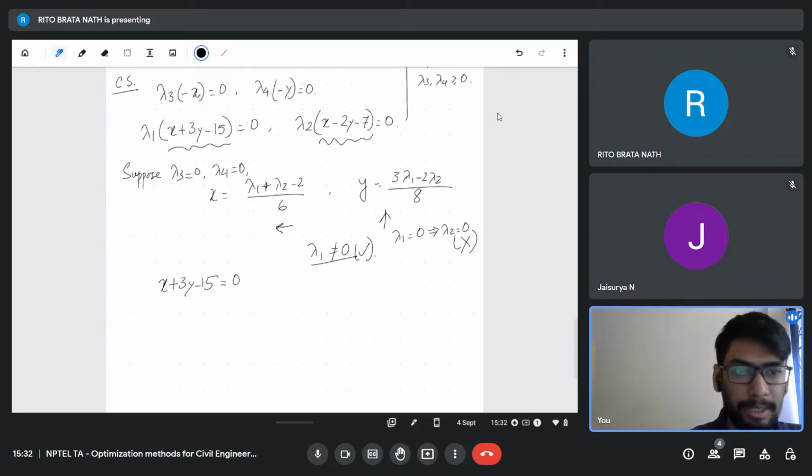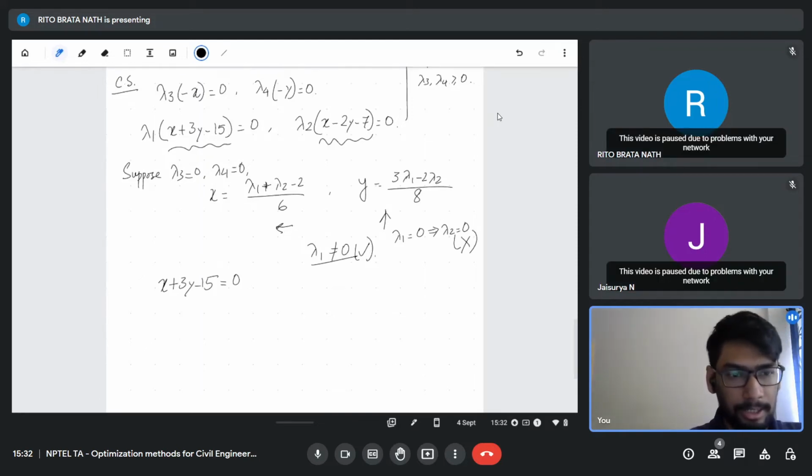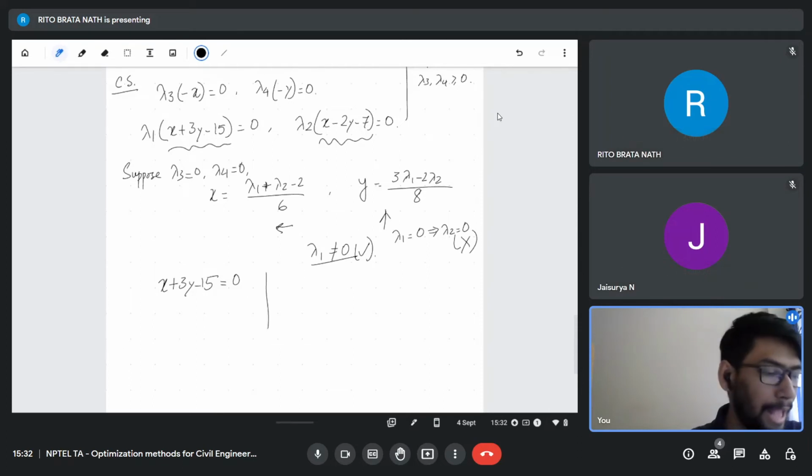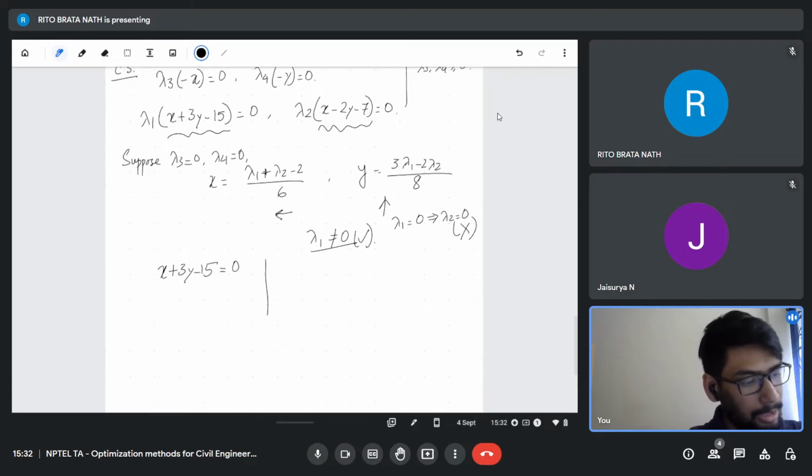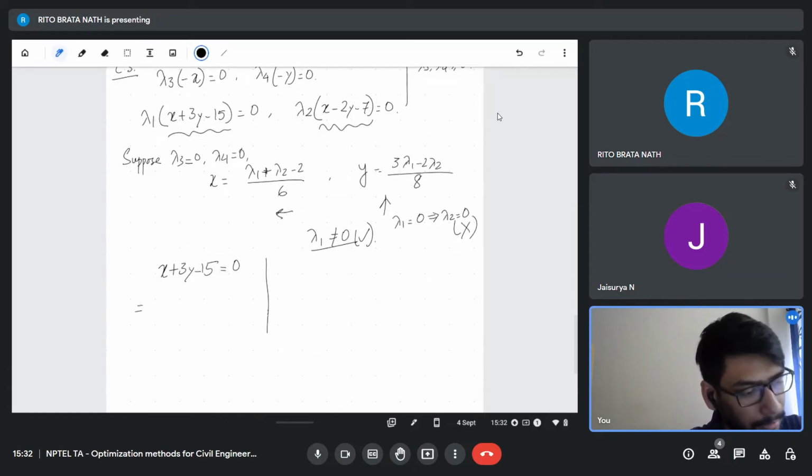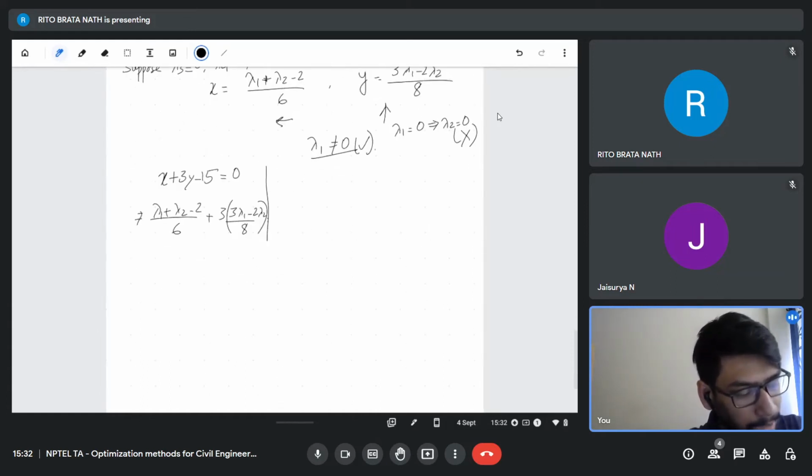So this constraint will be an active constraint in this kind of setup. And now you can plug in those lambda 1 and lambda 2 values. And so if lambda 2 becomes 0, then your lambda 1 can be 0 as well. So that's not a problem. So let's try and do that. So here, if you plug this in, this will be 3 times (3 lambda 1 minus 2 lambda 2) by 8. And that will be equal to 15.